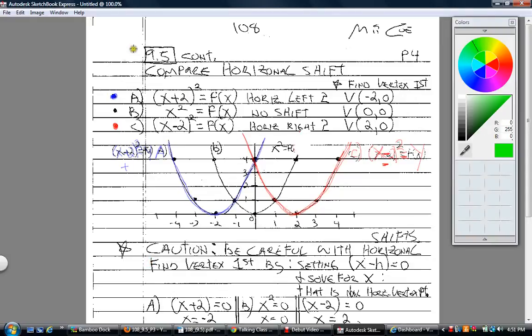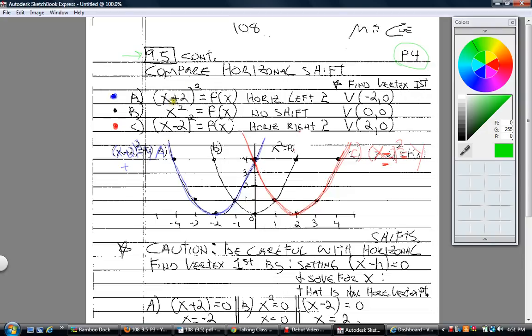We're going to tackle section 9.5 here in this video, and we are working our way through page 4. This is another summary page comparing the horizontal shift. I really want to make sure everybody has every opportunity to see what the impact on the equations is based on what happens inside the parentheses. From my last video, we explained the perfect square trinomial and a binomial squared.